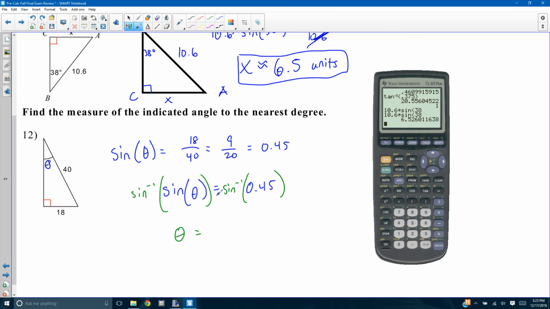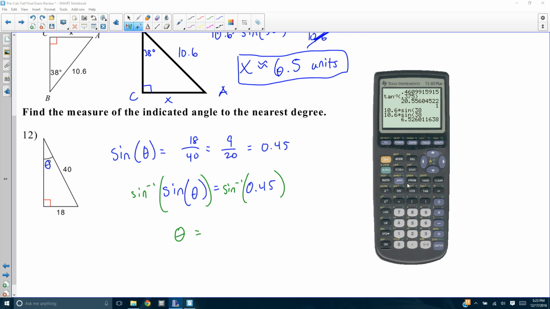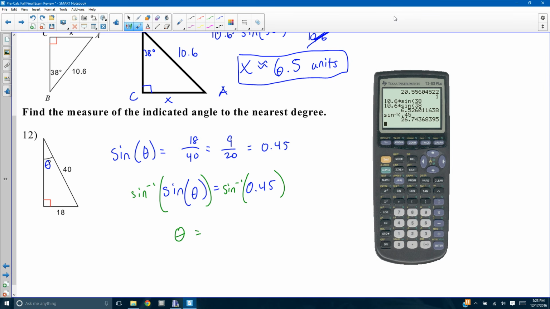Make sure your calculator is in degrees as we do this. Again, one more time. This is the very last problem on this entire thing. Inverse sine of 0.45, and this will give you 26.74368395. Rounded to the nearest degree this time, that rounds up to 27 degrees.